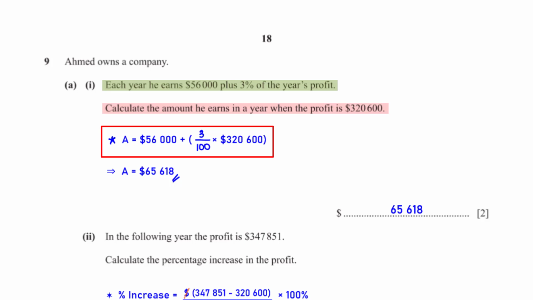$56,000, plus the share of the year's profits, which is 3% of $320,600. When we type this into the calculator, we get $65,618.